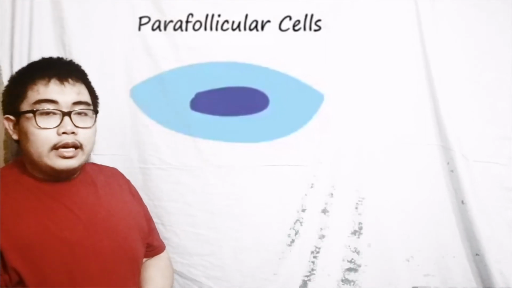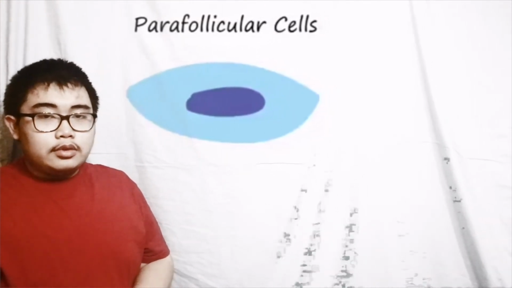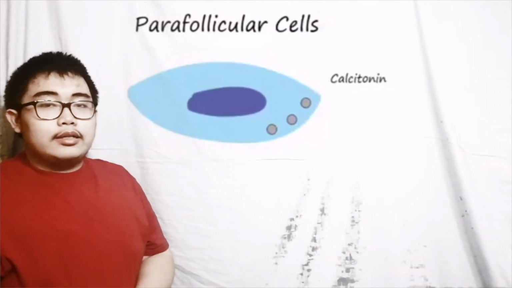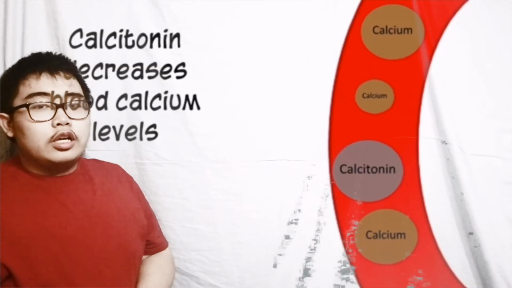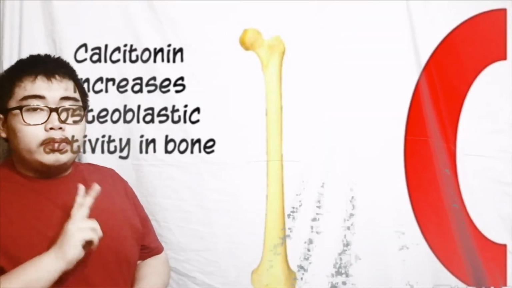Thyrocalcitonin is a type of thyroid hormone secreted by the parafollicular cells. When blood calcium levels are too high, these cells secrete calcitonin in order to reduce the blood calcium levels in the body. It can be done with two mechanisms.